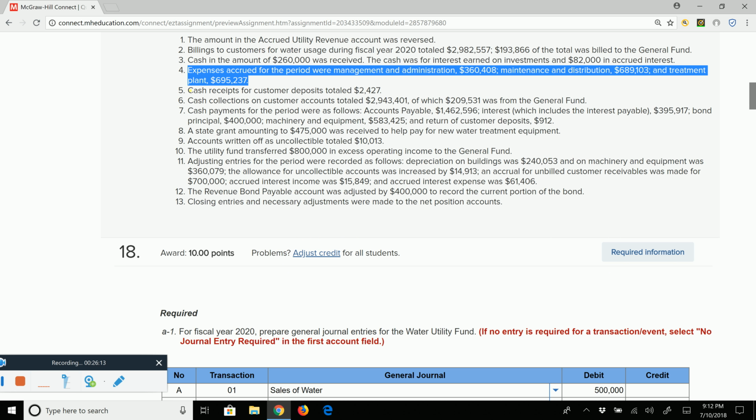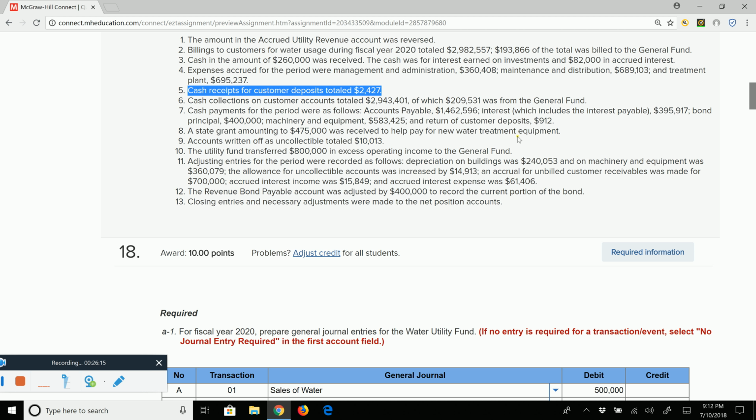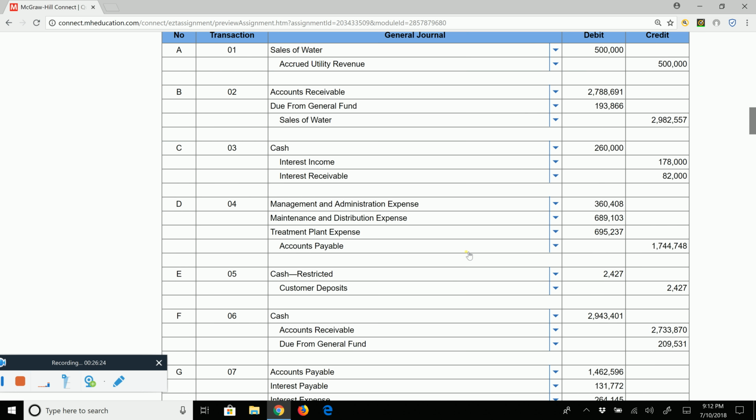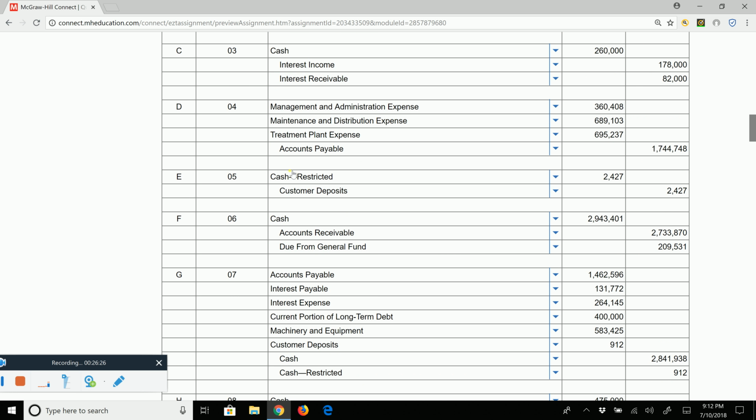Number 5, cash receipts for customer deposits. So we have new customers coming online, 2,427. New customers coming online, they're paying cash deposits. Take a look at the journal entry real closely. Instead of debiting the regular operating cash account, we're debiting the restricted cash account. We have to be careful with that. We have 2 cash line items on the balance sheet. And then we will credit the liability called customer deposits.